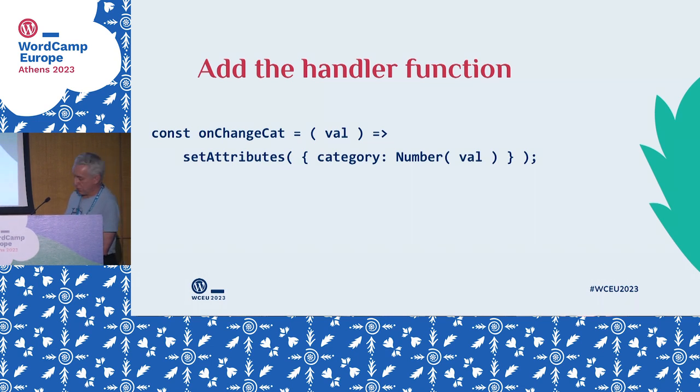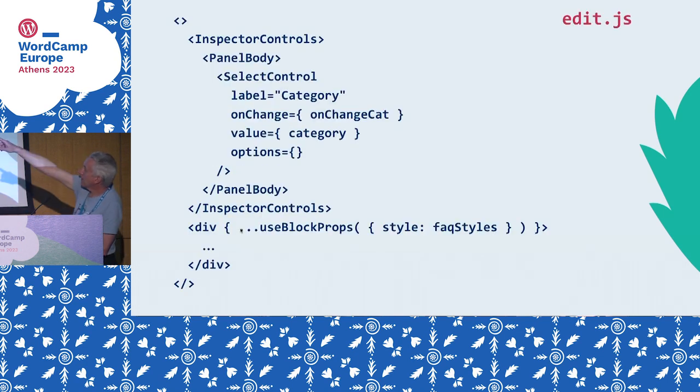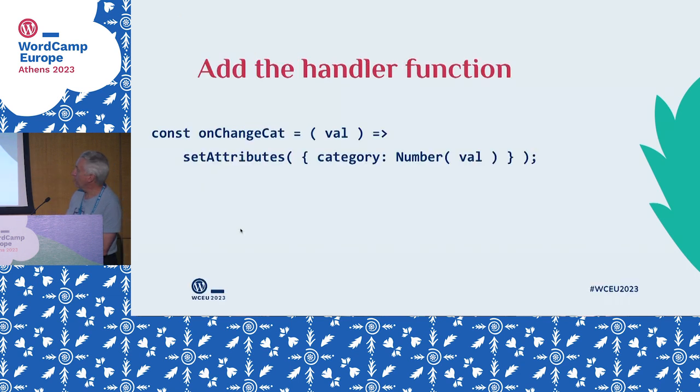Right, so if you recall from over here, our select control had onChange, it would call an onChangeCat function, which is what we've just implemented. Whatever the value has been changed to from the select dropdown gets passed to the onChangeCat function, and then setAttributes will change the category in the attributes. And because we defined it as an integer, we need to use a JavaScript function to cast it to a number.